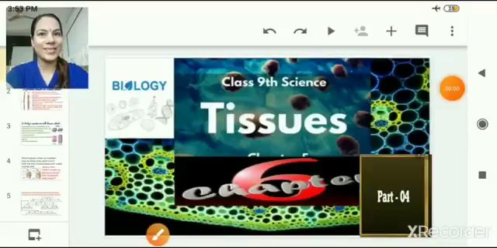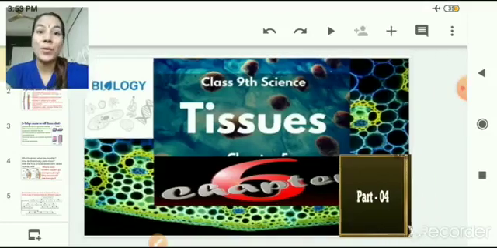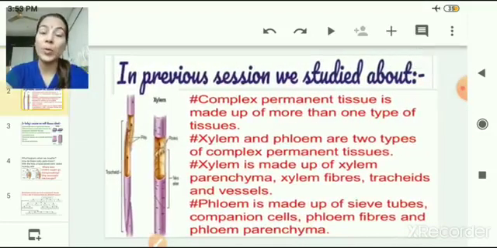Welcome dear students to one more session of chapter number 6, that is tissues. In our previous session we studied about plant tissues and specifically about complex permanent tissues. We studied that complex permanent tissues are made up of more than one type of tissue, and xylem and phloem are two types of complex permanent tissues.